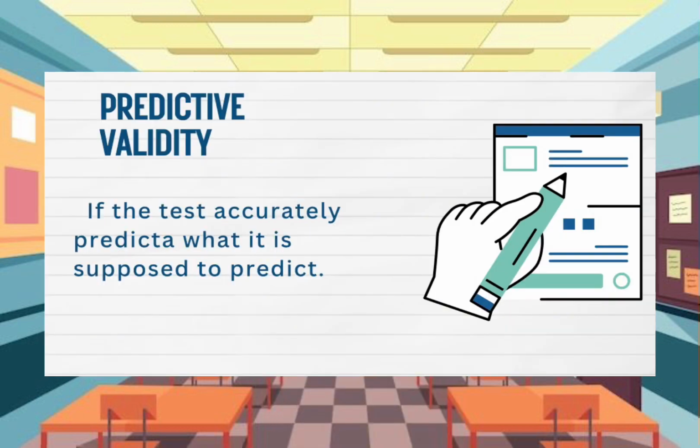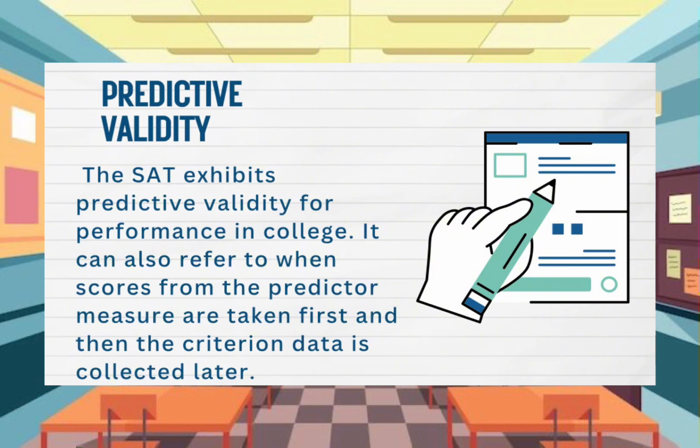Since there are 2 types of criterion-related validity, let's proceed to the first one, which is predictive validity. Predictive validity is when the test accurately predicts what it is supposed to predict. Example: the SAT exhibits predictive validity for performance in college. It can also refer to when scores from the predictor measures are taken first and then the criterion data is collected later.